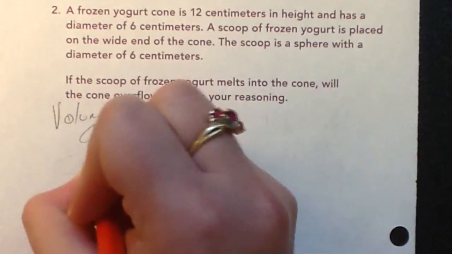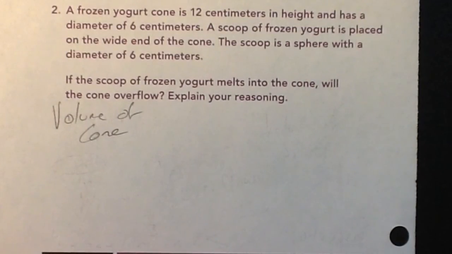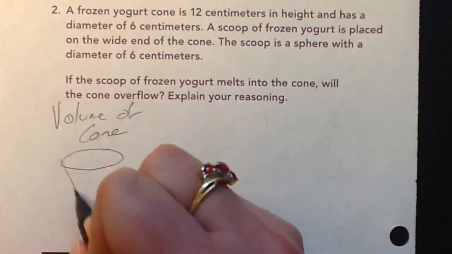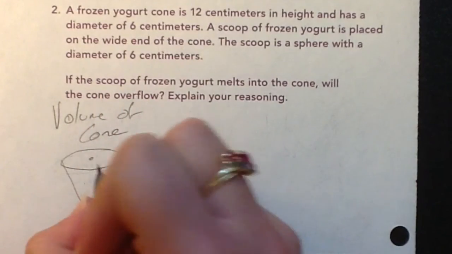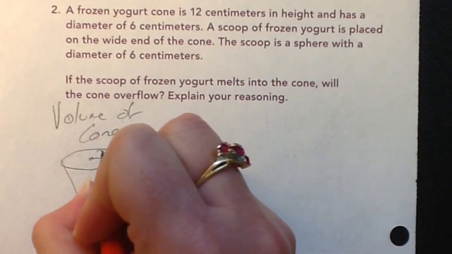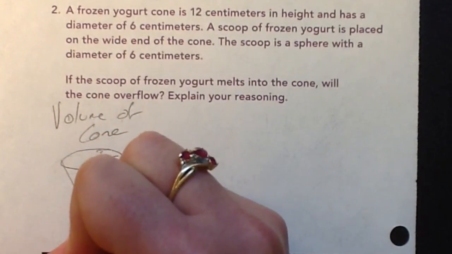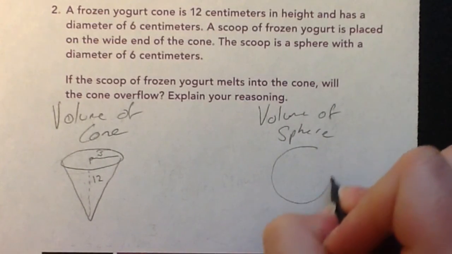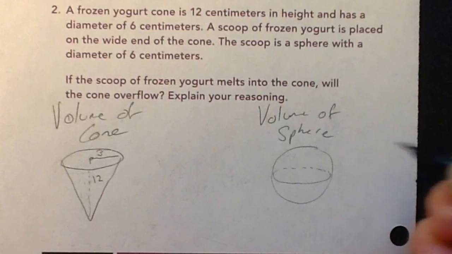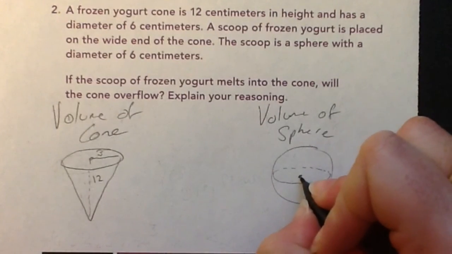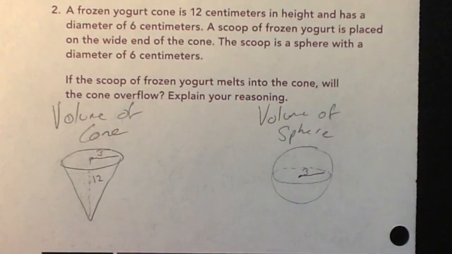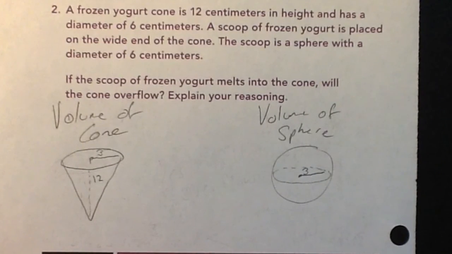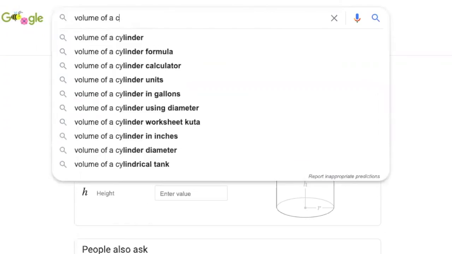Let's sketch out what we're working with. For our cone, we have a diameter of 6 centimeters, which means a radius of 3, and a height of 12. The frozen yogurt is a sphere, also with a diameter of 6, which means it has a radius of 3. Now we're going to go to Google to find the volume of both of these.